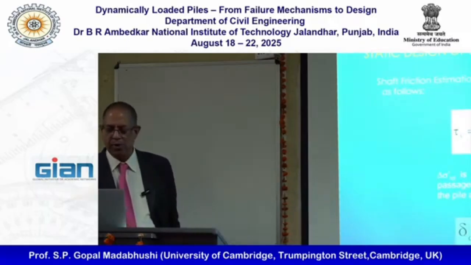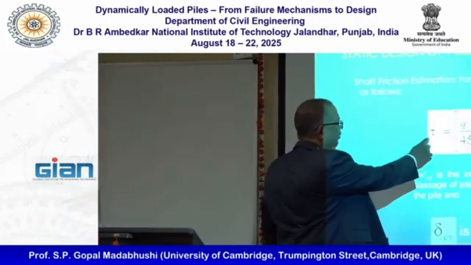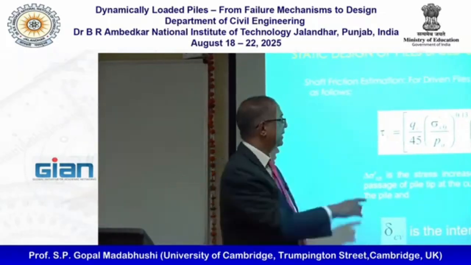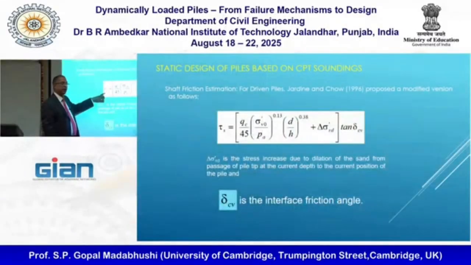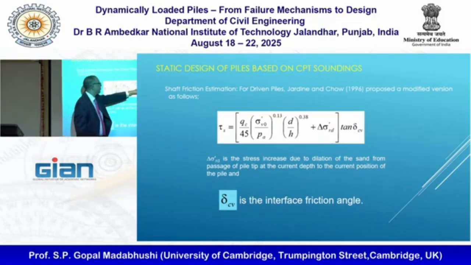Then they also modified this to come up with this for driven piles to work out tau s as well. So the previous one gives base capacity, easy. This one gives you the skin friction or the shear stress along the skin, and so here you have QC over 45 and the vertical stress normalized to atmospheric pressure to 0.13 d over h to the power. I never like these kinds of equations; these basically mean somebody fitted a curve. That's what these 0.13 and 0.38 are.